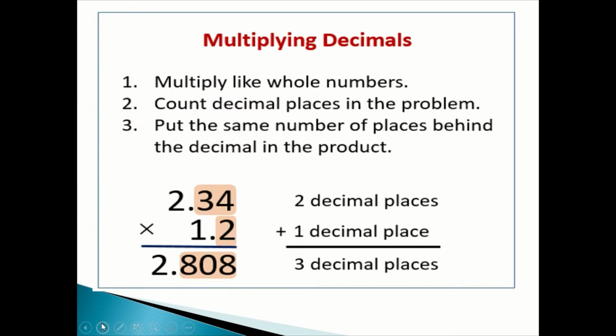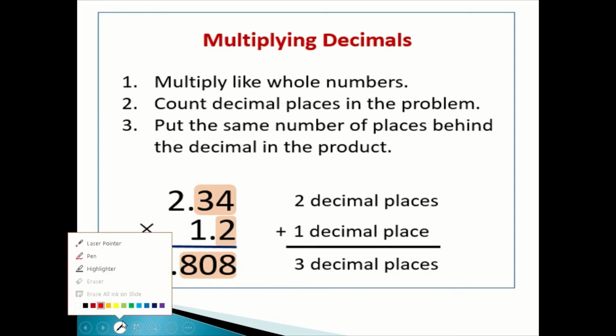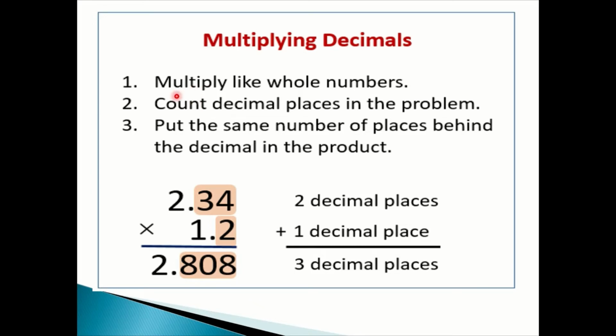Multiplying decimals. We are going to follow this guided step here. First things first, how are we gonna multiply? We multiply like whole numbers. We count decimal places in the problem and then put the same number of places behind the decimal in the product. For example, you have the value 2.34 times 1.2. And as we do the multiplication, 2 times 4, 8, we do it one by one, 2 times 3, it was not shown there.